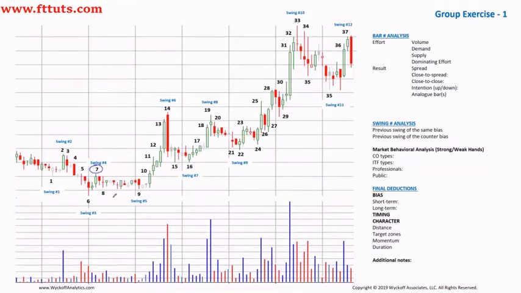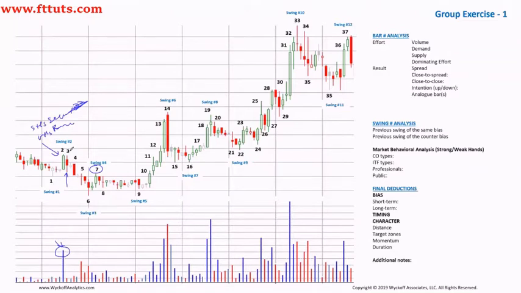So let's start with bar number 7. Before we do that, let me go through really quickly what we've done before. We just talked about bar number 2. We said that the weak hands were buying on this bar, the strong hands were selling or just being inactive, but most likely selling just because the volume was so big. So that produces a continuation of the short-term bias to the downside.